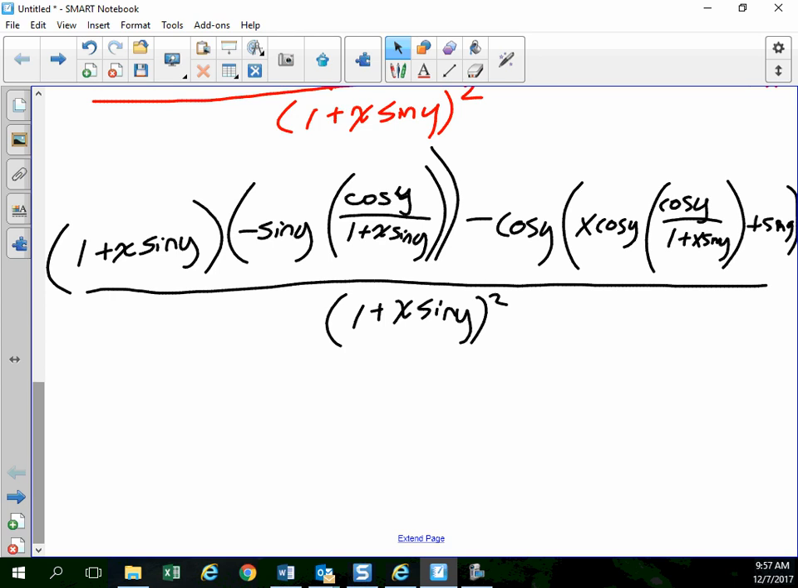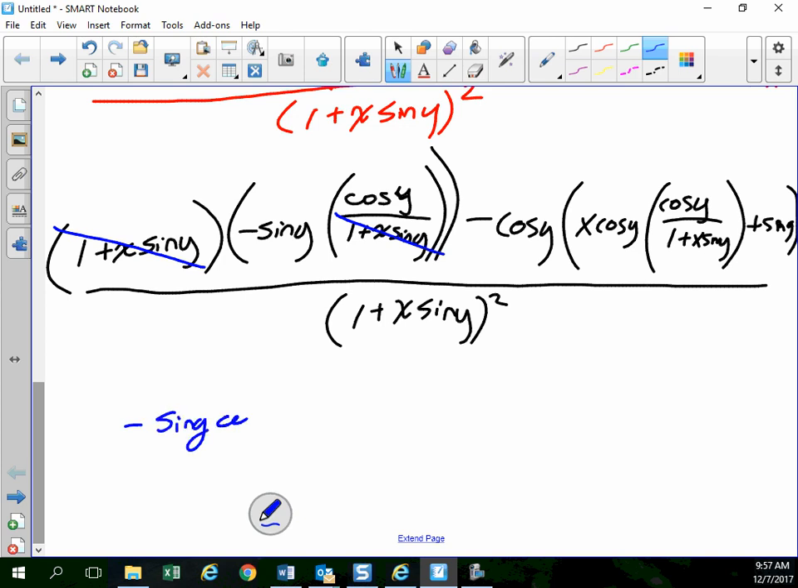There are a couple of things that we can do. I'm going to show you a couple ways that I can figure some stuff out. First thing I'm going to say is, oh look, this side is all multiplication, right here? So this 1 plus x sine y on the bottom and this 1 plus x sine y on the top can cancel out. So I'm left with just negative sine y cosine y.